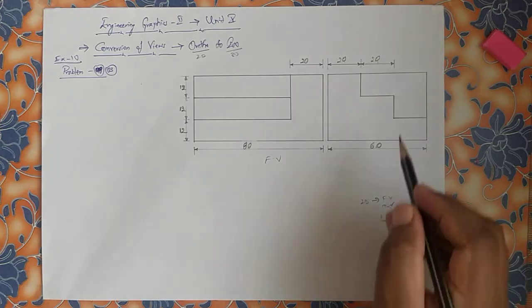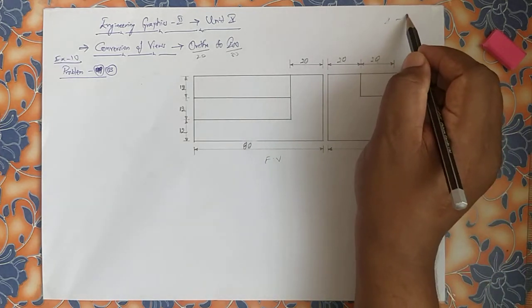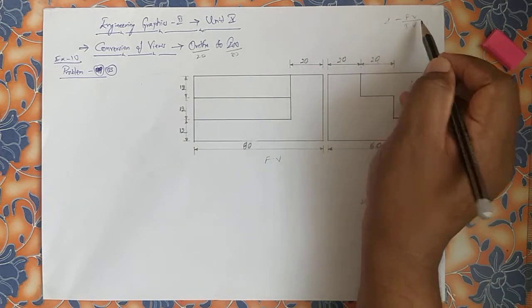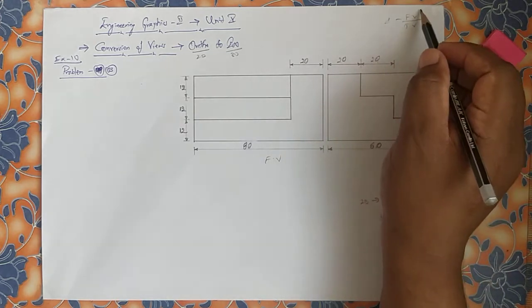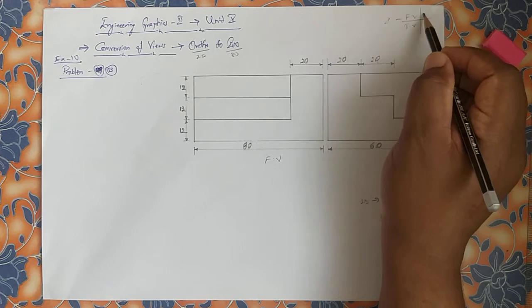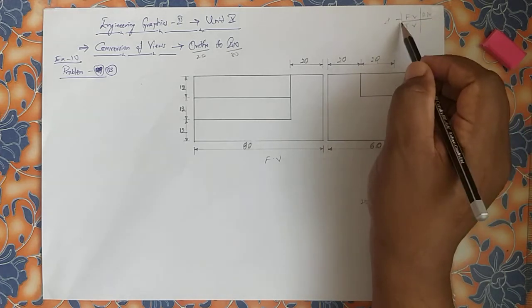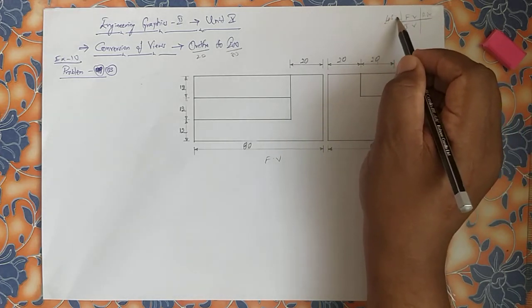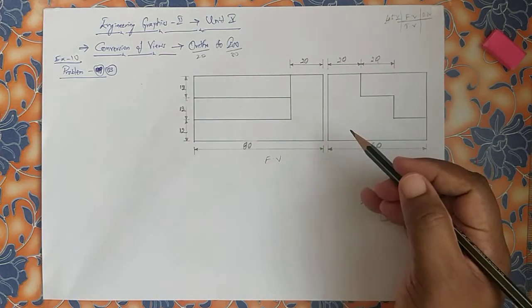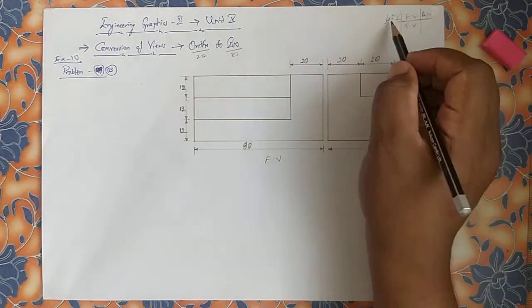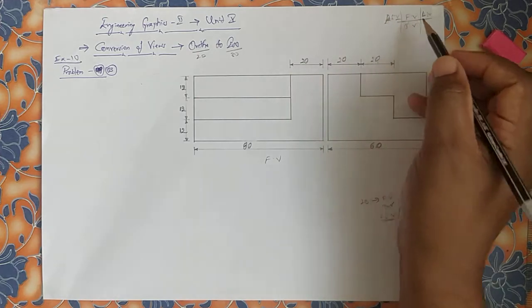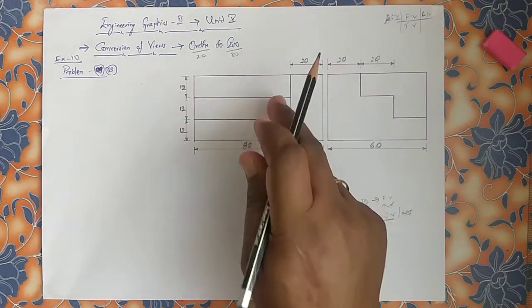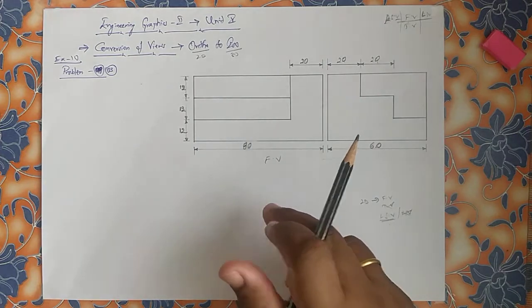I hope you remember, in the first angle projection, front view comes above the XY line, top view comes below the XY line. Now here, when you are looking from the left side, the view will be on the right side. When you are looking from the right side, it will be on the left side of the front view. I hope you remember all.